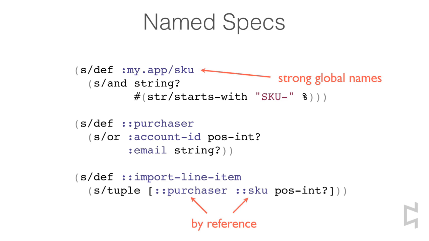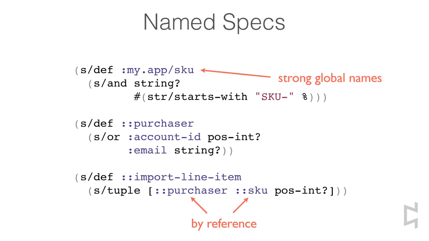And the important thing about these named specs is once you have a named spec, you can start referring to it. So my SKU is a string that starts with SKU. My purchaser has an account ID, which is an int or an email. And an import line item is a tuple that includes both a purchaser. So notice you use a lot of this double colon, which is namespace qualify in the current namespace. That's just shorthand. So double colon purchaser refers to purchaser in this namespace. Double colon SKU refers to SKU in this namespace, which apparently was my.app when I wrote the sample code. And so import line item gets to refer back to those other specs.